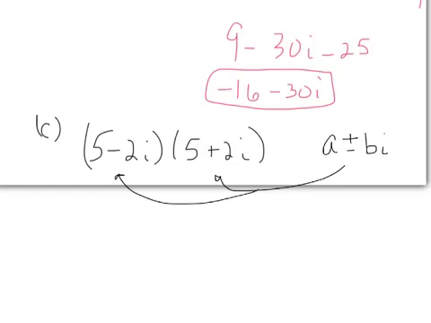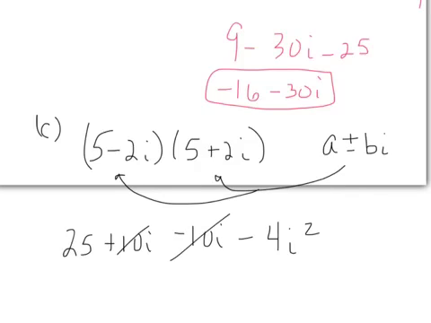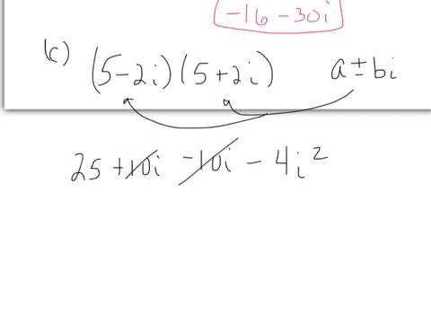What we're going to notice is that our answer simplifies very easily. When we FOIL, the first term gives us 25. But then the outer and inner are going to be 10i and negative 10i. So those are going to cancel. So I can write them, but they're going to end up canceling anyhow. And then the last term is going to give me negative 4i squared. So remembering that i squared is negative 1, this is negative 4 times negative 1, which is positive 4.